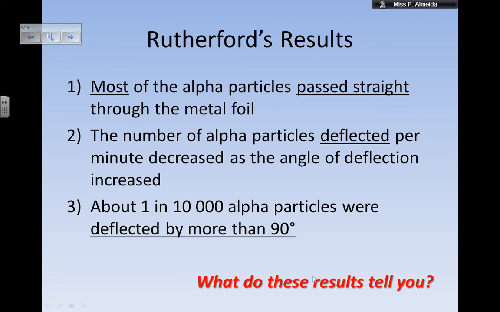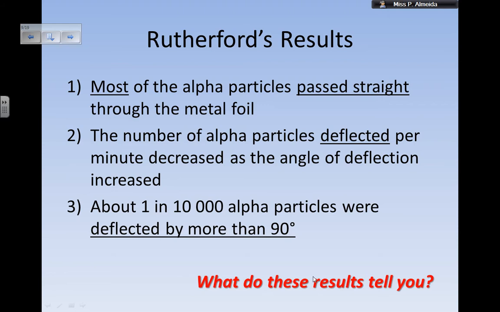Most of the alpha particles pass straight through the metal foil, meaning most of the times you throw the marble it is not going to hit the finger, okay? This, again, you need to do at a distance, and you need to let the marble roll towards the finger, the nucleus. The number of alpha particles deflected per minute decreased as the angle of deflection increased.